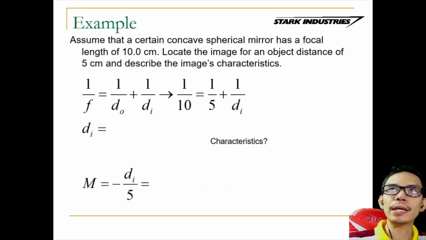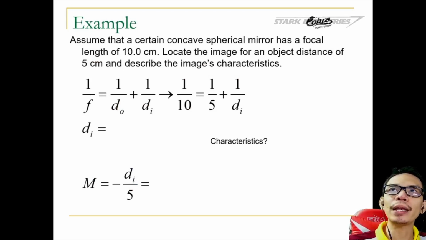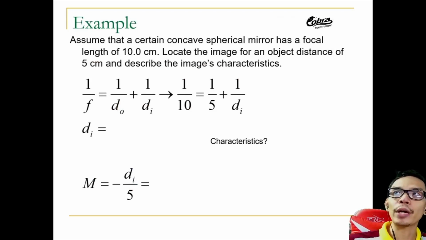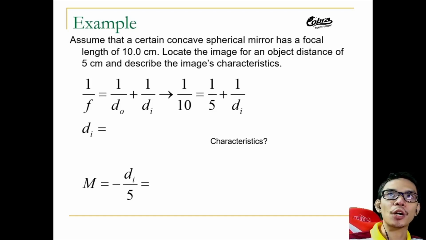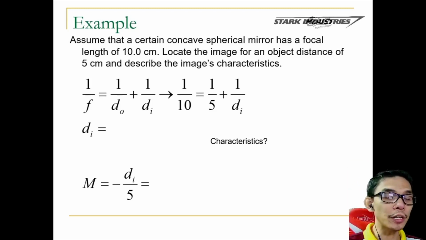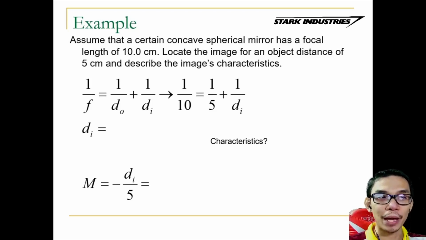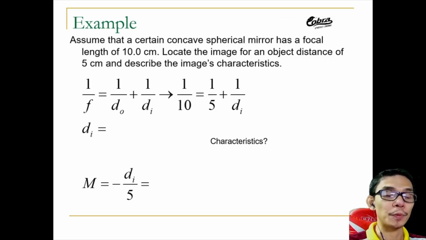Alright, so let's assume that a certain concave spherical mirror has a focal length of 10 cm. Locate the image for an object distance of 5 cm and describe the image's characteristics. Okay, so I already plotted it right here. You can pause the video to try to solve this problem, and let's see if you arrive at the same answer as mine.